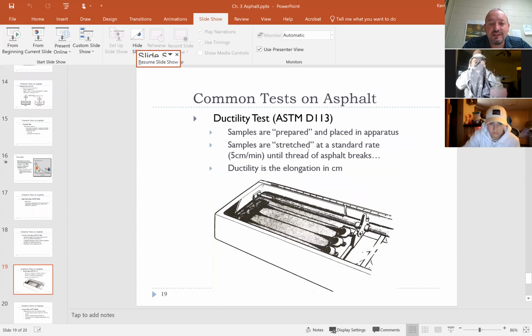Ductility test. Basically they heat the asphalt, shape it into small samples, let them cool or harden, and then they just pull them apart. They're stretched at 5 centimeters per minute until it breaks. And then they measure the elongation, and that is expressed in centimeters as a ductility measurement.